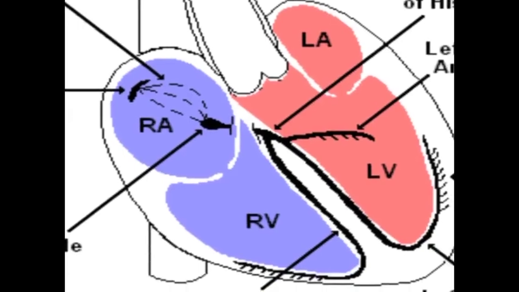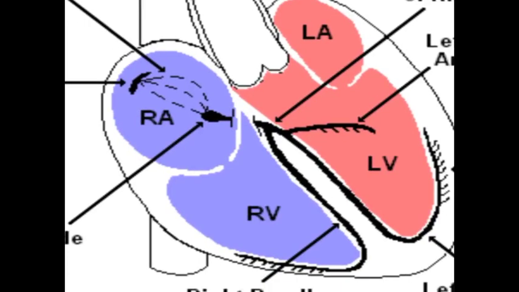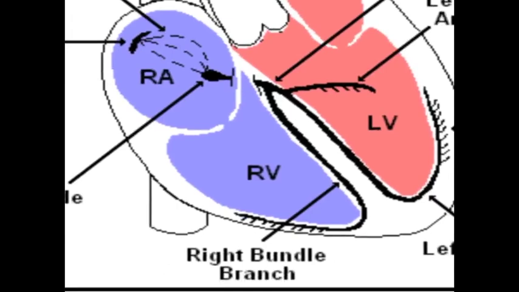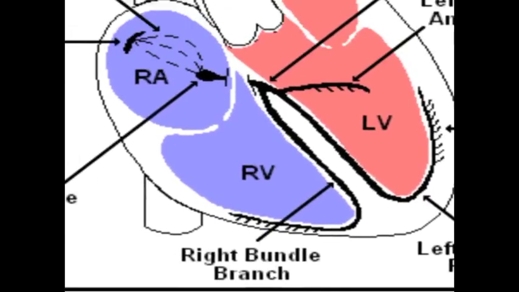After that, here is the bundle of His. This has two branches. This is the left one. The left one also has two fascicles, the left anterior fascicle and the left posterior fascicle. This is the left bundle branch, and the second is the right bundle branch to the right ventricle. Here it is, the right bundle branch to the right ventricle.